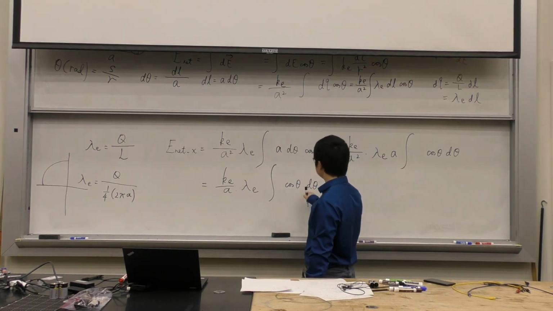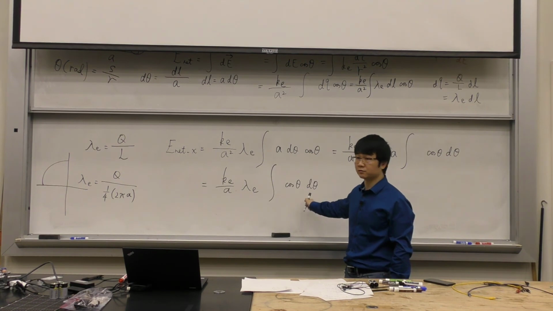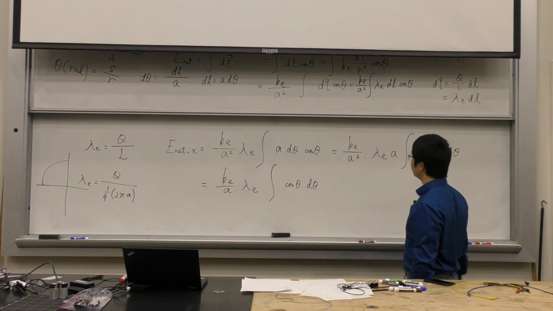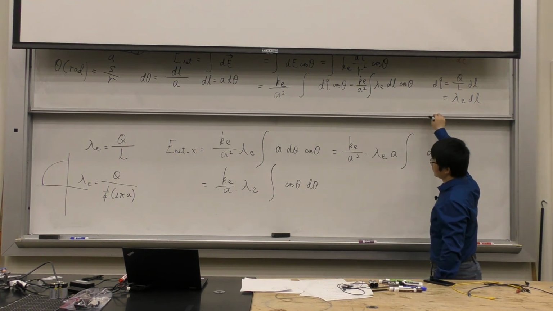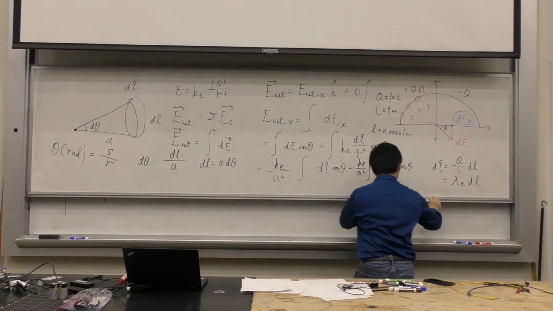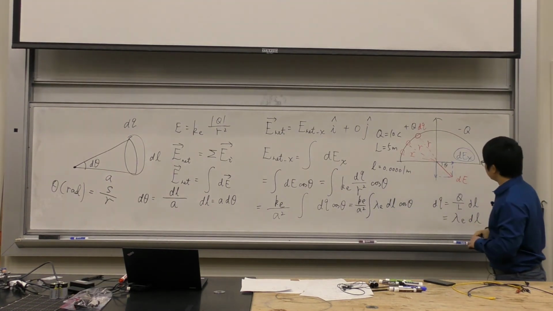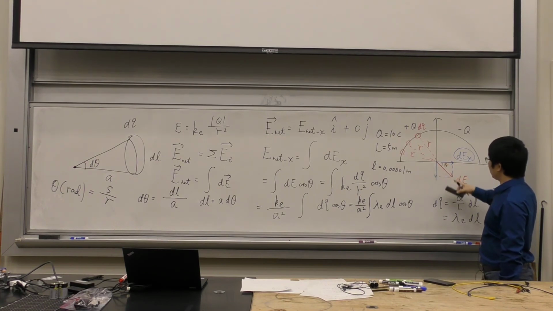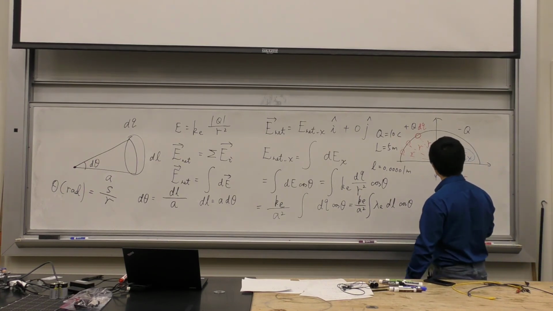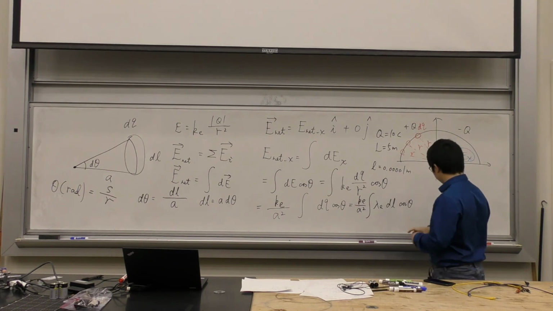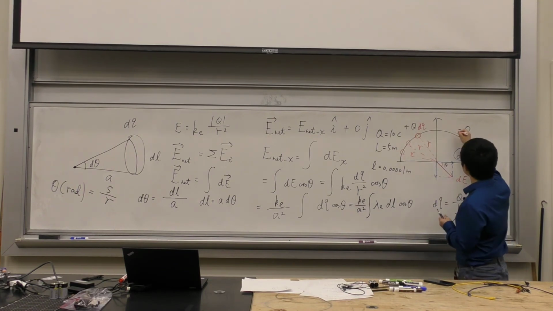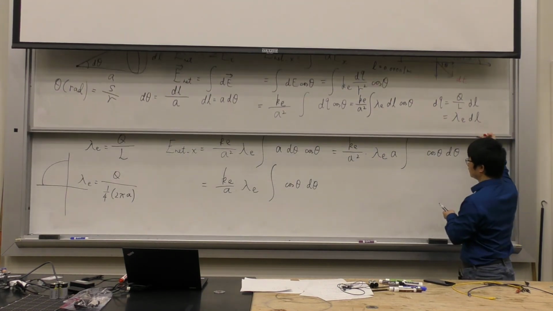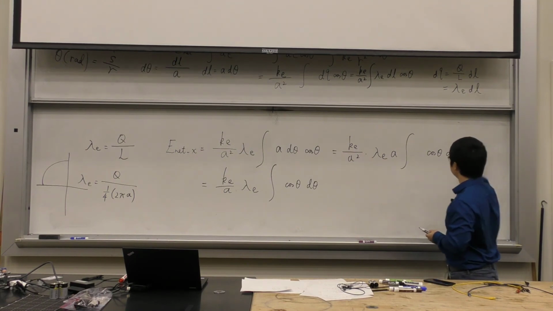Now this cosine theta d theta, you can look up in the integral table. This is very easy. It actually turns out to be sine theta. Now you're going to figure out the bounds. So let's go back to the diagram we drew. First of all, I know that if I pick this charge dq here, I can always pick the matching charge on the right.